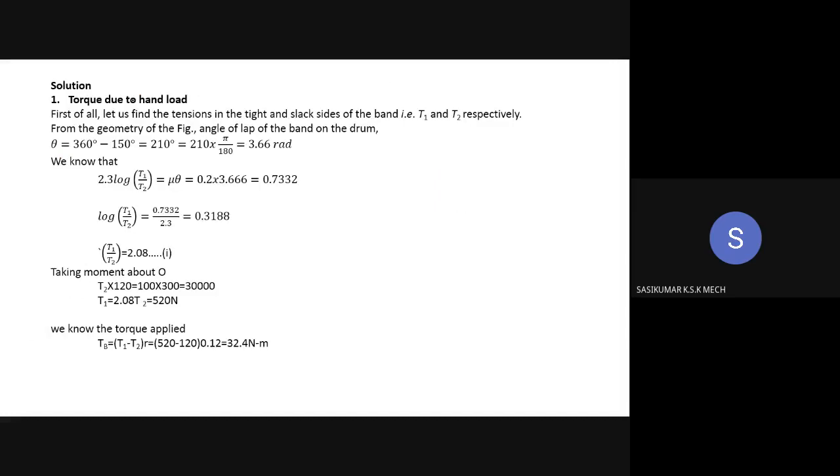From the relation, you may find the torque due to hand load. First let us find the tensions on the tight and slack side of the band, say T1 and T2 respectively. From the geometry of the figure, the angle of lap is nothing but the contact angle of the band with the drum.